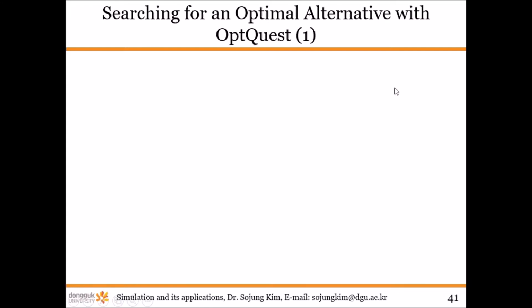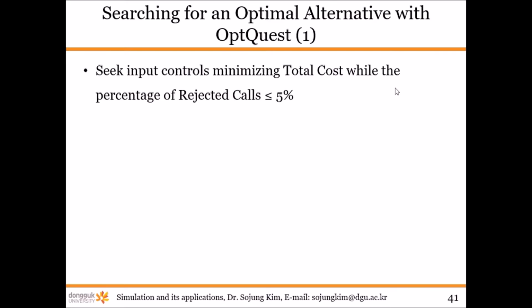There is another tool called OptQuest in Arena. Actually, other simulation software also provides this kind of OptQuest software. OptQuest helps you do simulation-based optimization. Based on the given range, you will identify the best optimum solution.